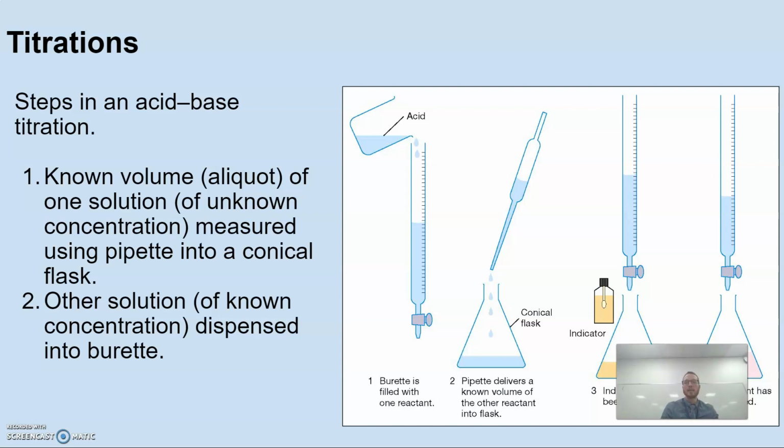What do we rinse the volumetric and the conical flask with? Why? Because you just add extra water at the end anyway. Right, exactly. With volumetric flasks, we're adding more water anyway. So rinsing it with water doesn't change the number of moles of the substance we want going in it.